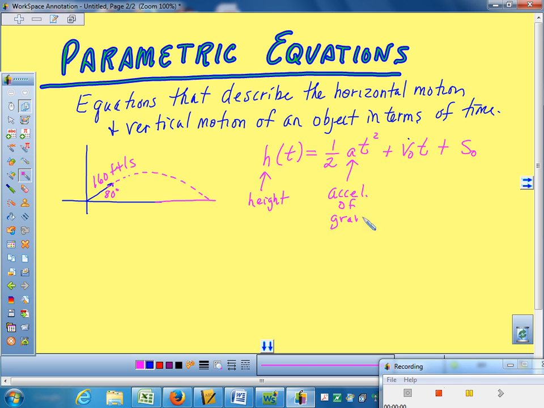Depending on what unit you're working in, a is going to be negative 9.8 if you're working in meters. It's close to negative 32 if you're in feet. So you're going to have to pay attention to whether your problem is in meters or feet. You have to know those two numbers, yes.